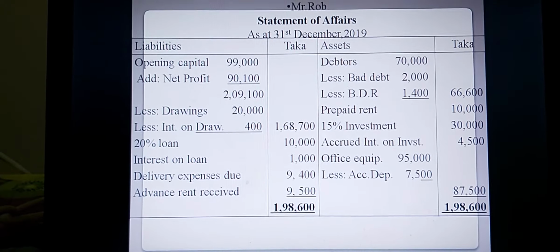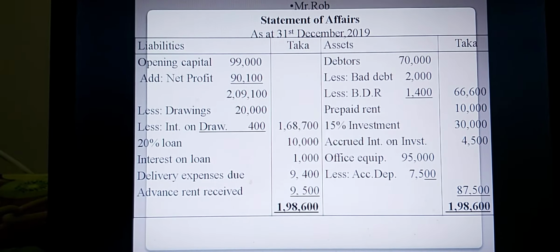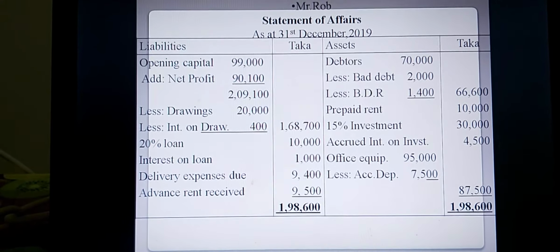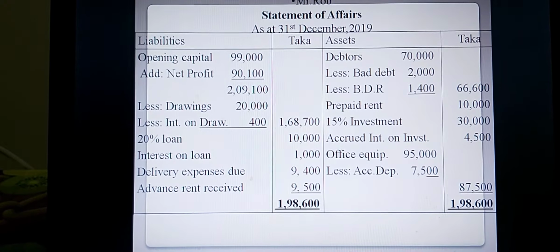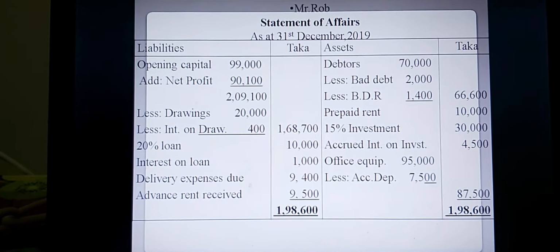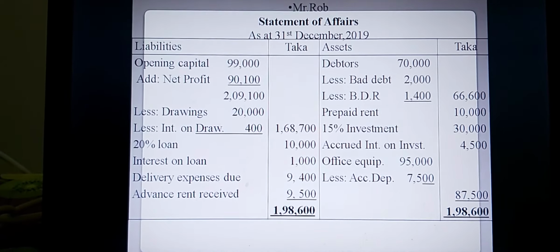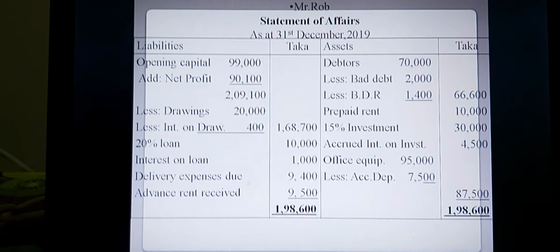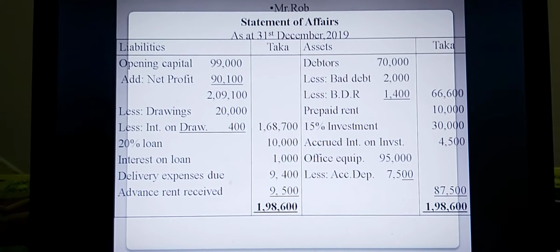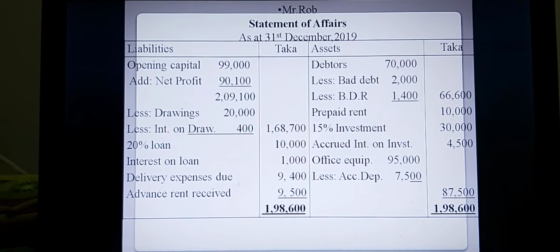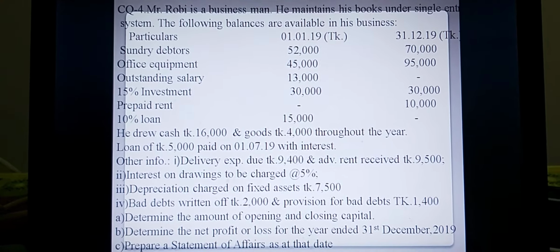Second one, loan taka 10,000. Interest on loan, 20% loan is given, but it is 10%. Interest on loan, taka 10,000 at 10%, is taka 1,000. Delivery expenses due taka 9,400. Advance rent receipt taka 9,500. Total amount of liabilities and capital 1,98,600. Dear students, you have to know that in the statement of affairs all closing amounts are to be shown.